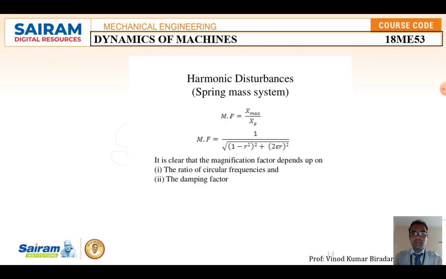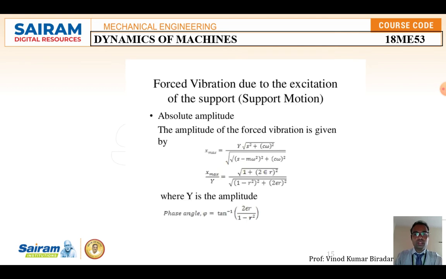So again, it is clear that the magnification factor depends upon two things, the circular frequency and the damping factor, zeta and omega. Now the absolute motion, which we already told in the previous class, is the forced vibration due to excitation of the support. There are two types, one is absolute amplitude and one is relative amplitude. The amplitude of the forced vibration is given by x maximum equal to Y times square root of (s or k square plus omega whole square) divided by square root of (k minus m omega square) whole square plus omega. Substituting, you get this equation, where Y is the maximum amplitude.